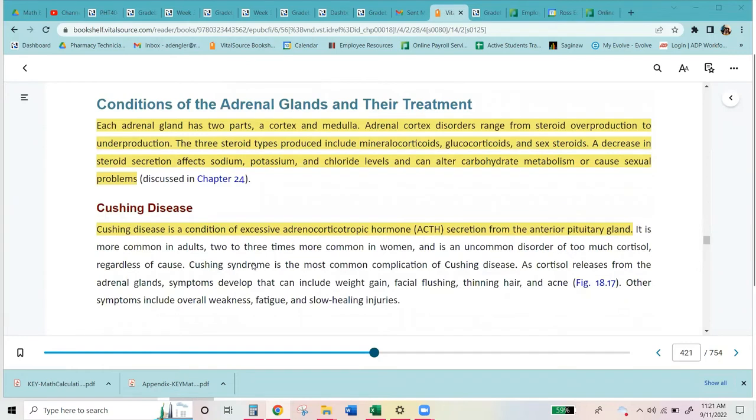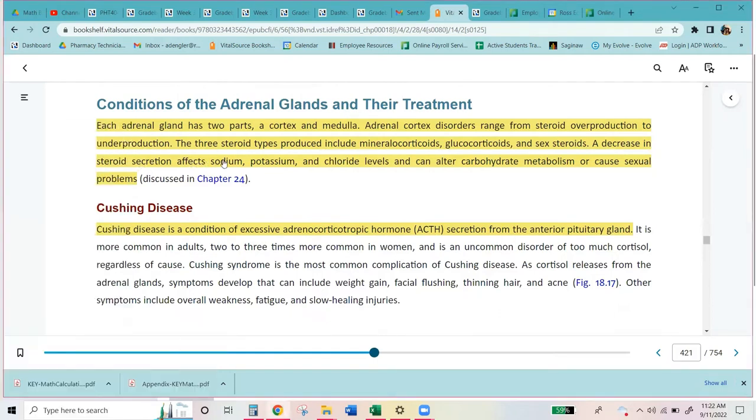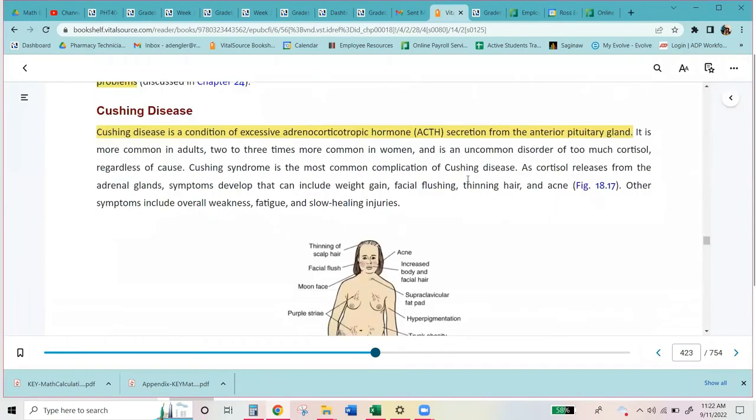Each adrenal gland has 2 parts, a cortex and medulla. The adrenal cortex disorders range from steroid overproduction to underproduction. The 3 steroid types produced include mineralocorticoids, glucocorticoids, and sex steroids. A decrease in steroid secretion affects sodium, potassium, and chloride levels and can alter carbohydrate metabolism or cause sexual problems. Cushing's disease is a condition of excessive ACTH secretion from the anterior pituitary gland.